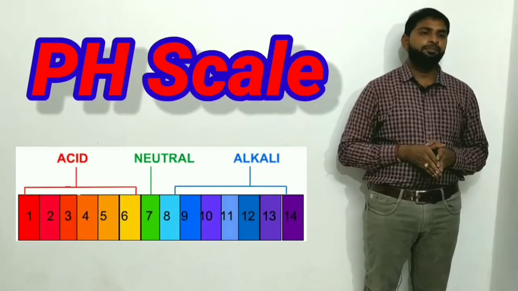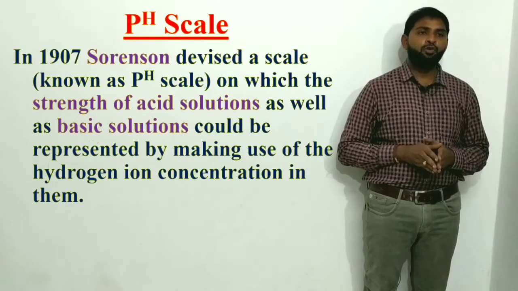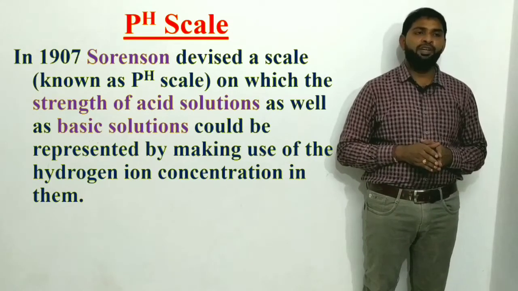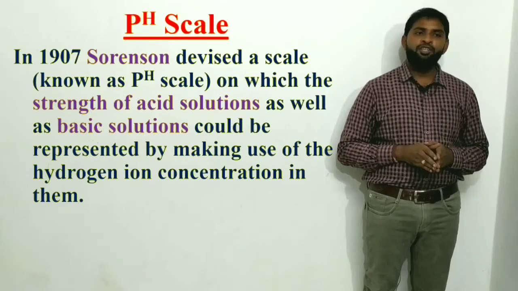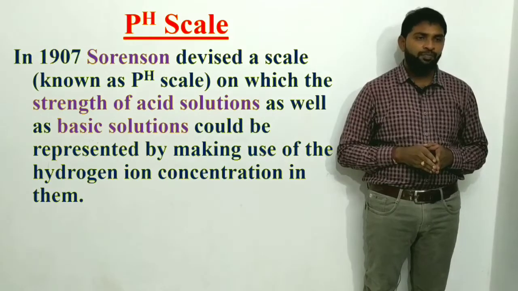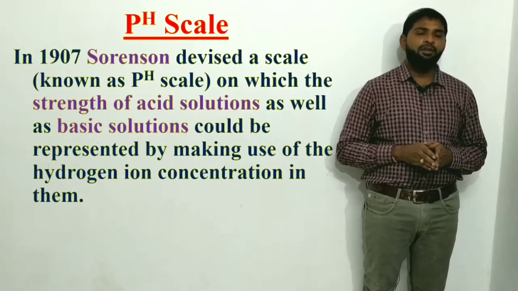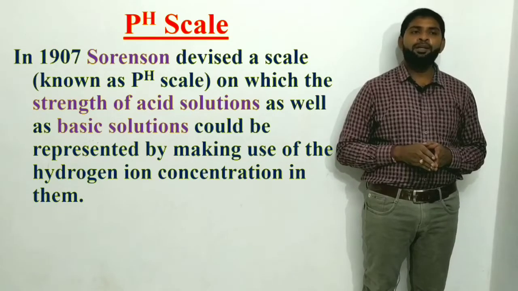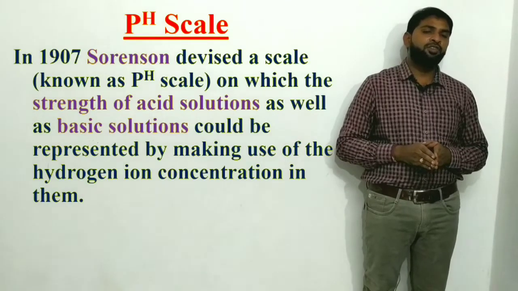In this session, we are going to discuss about pH scale. In 1907, Sorensen devised a scale on which the strength of acids as well as basic solutions could be represented by making use of the hydrogen ion concentration in them.